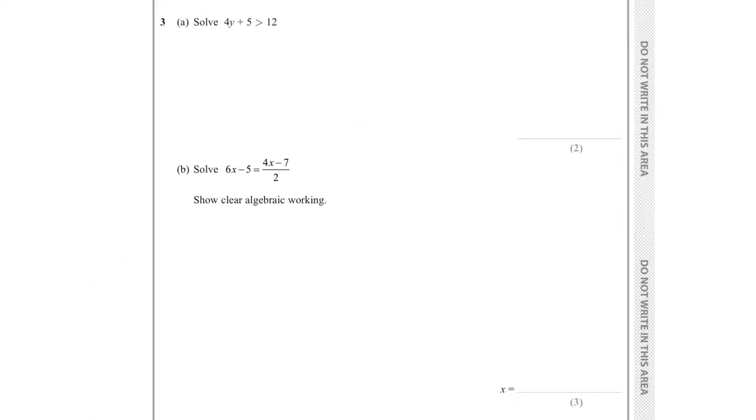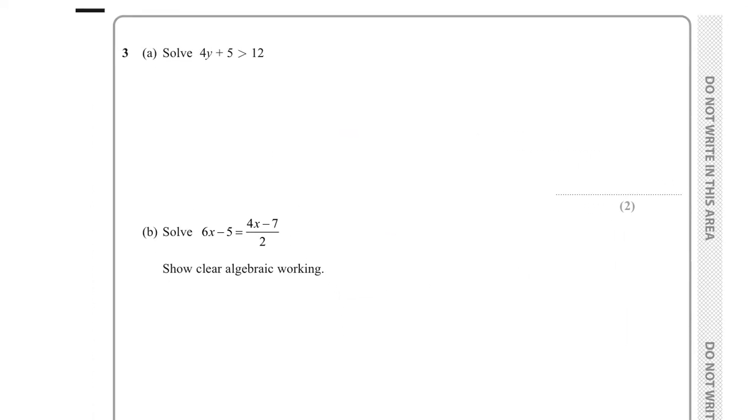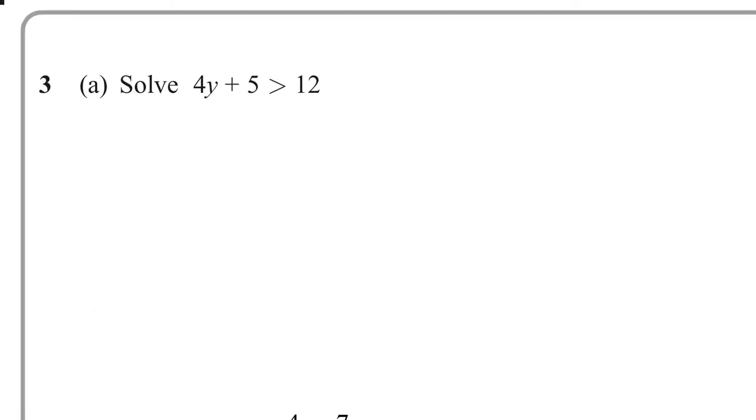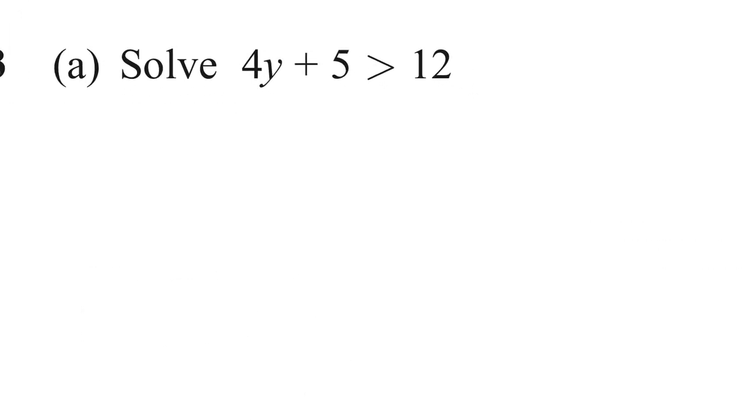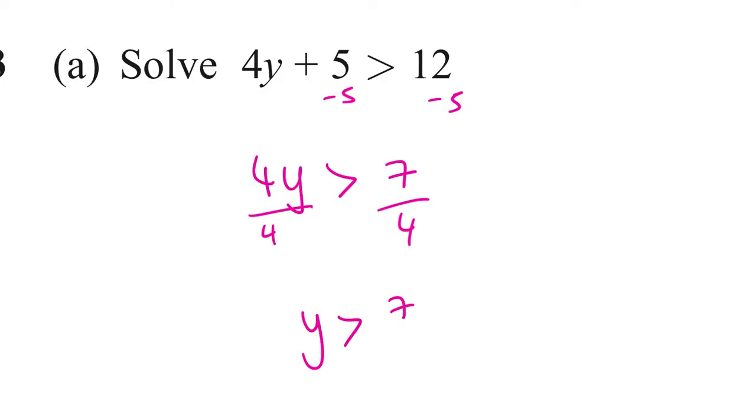Okay, next up. Question number 3. 4y plus 5 is greater than 12. We're just going to treat this as a bit of an equal sign. 4y, if I take away 5 from both sides, is greater than 7. Now I'm going to divide both sides by 4. y is greater than 7 over 4. If you wanted to, you could still write that as y is greater than 1.75. Either way.